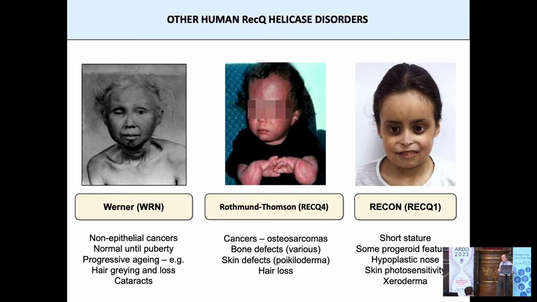And then very recently, in the last year, in fact, a new disorder has been identified that is mutated in the RECQ1 protein, and that's called RECON syndrome. This is also associated with primordial dwarfism, with a rather progeroid face, for some reason a hyperplastic nose, and then some abnormalities that are more characteristic of other diseases like xeroderma pigmentosum, where you get xeroderma and skin photosensitivity.